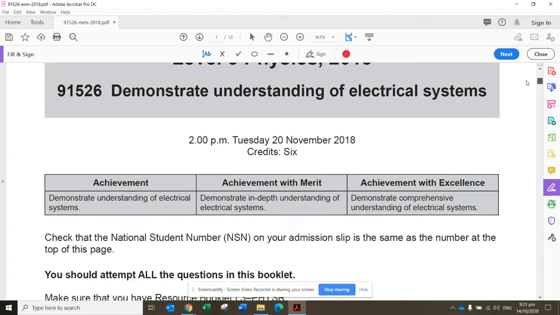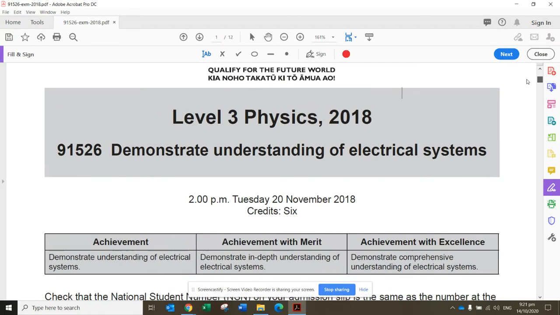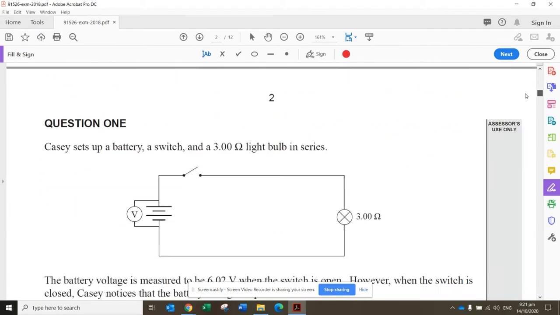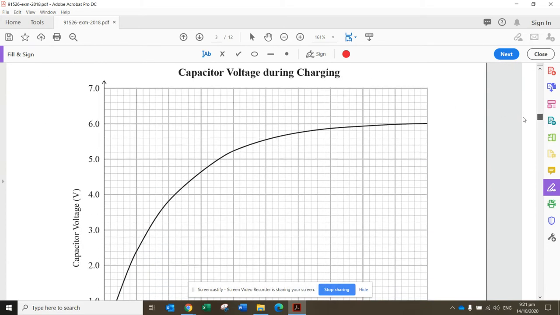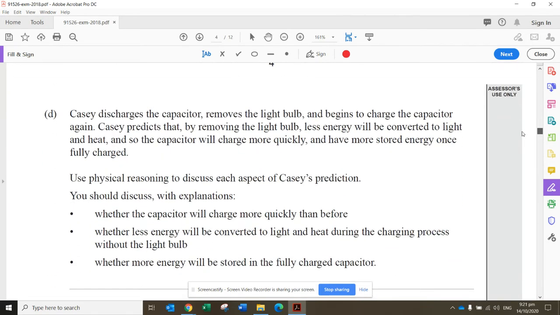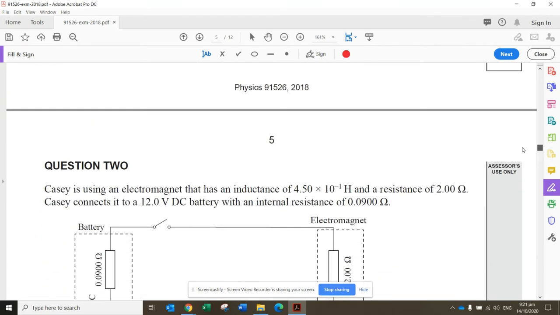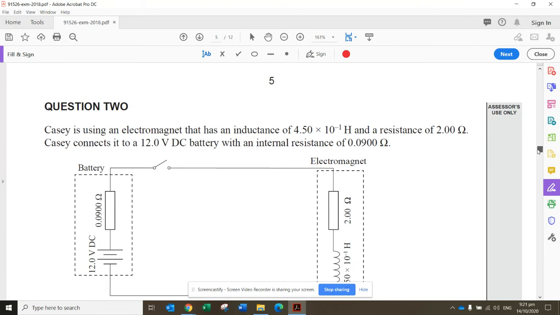Hi, I have a question about the Level 3 2018 electricity paper, and the specific question was question 2C. So I'll just go straight on to question 2C. It's question 2. So this is about an inductor which has a resistance.